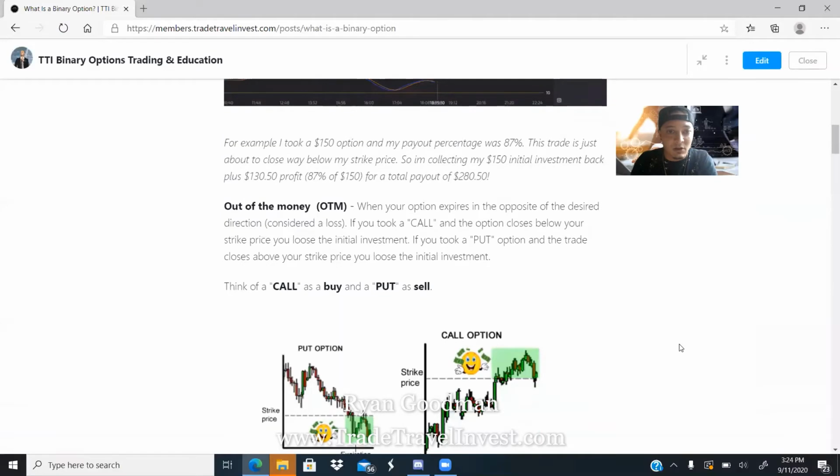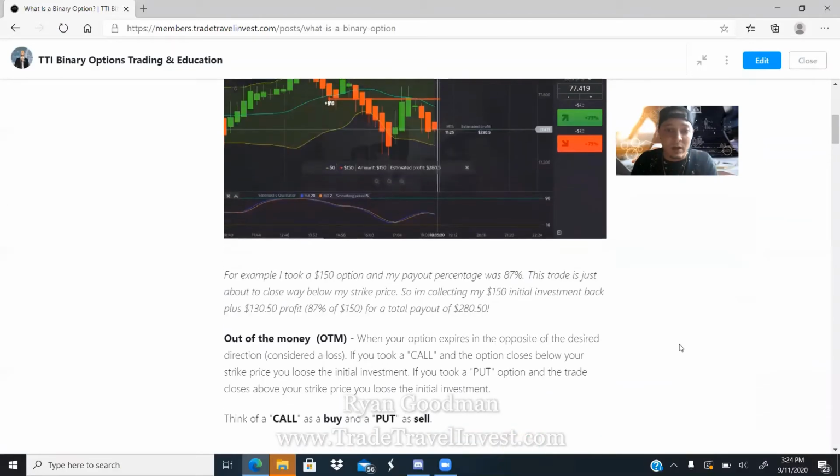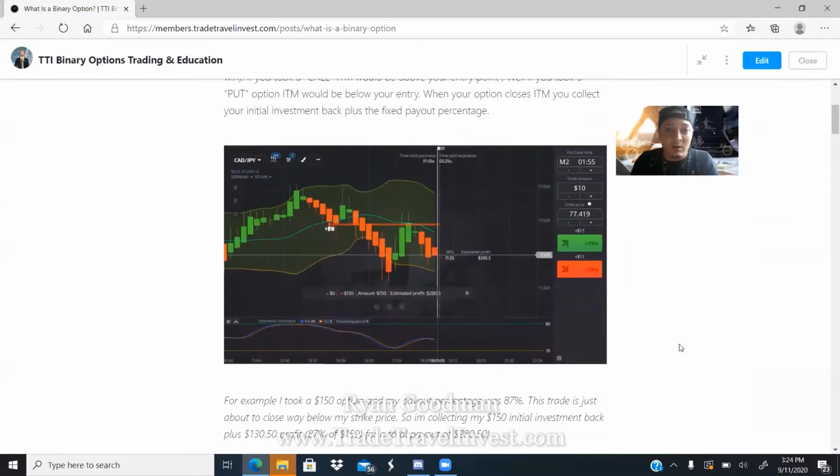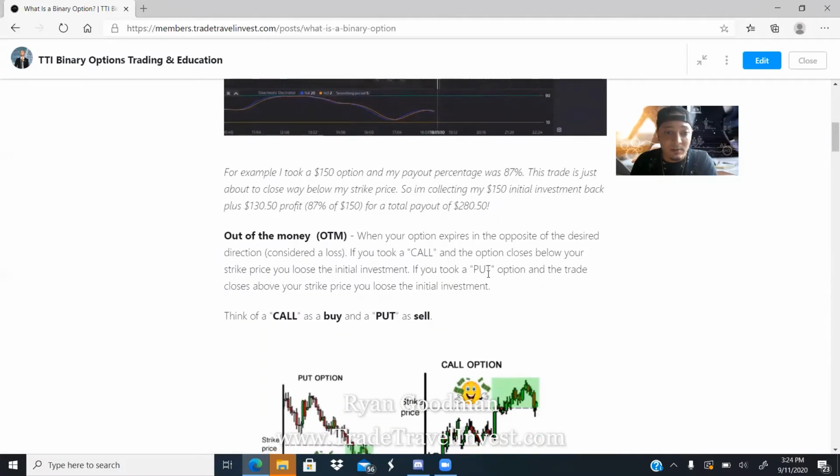Basically, there's either in the money or out of the money, like I was explaining. In the money would mean it's below your entry because it was a put, and that means you're collecting your profits. Out of the money would mean it was above this red line, and you're going to lose your initial investment. That's what out of the money means.